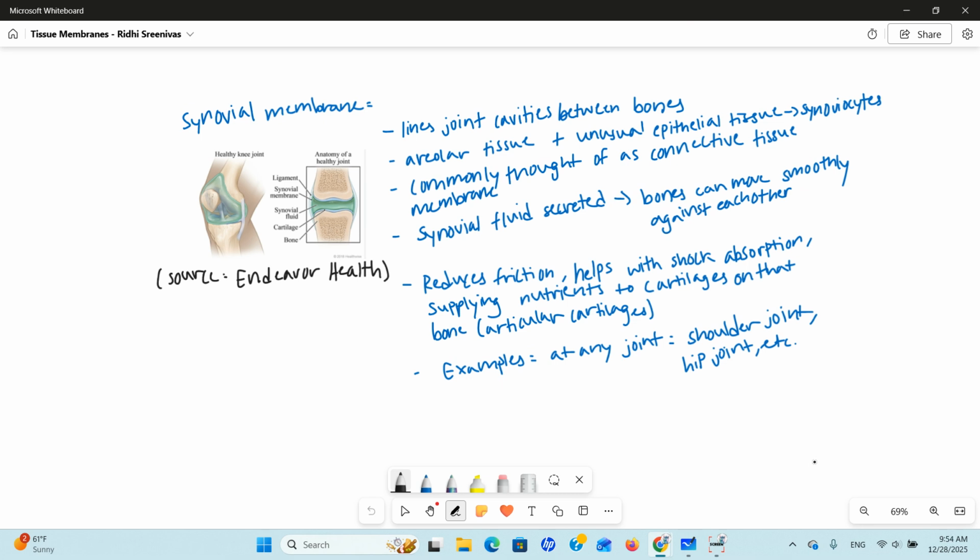So due to the presence of this fluid, some functions of the synovial membranes are reducing friction, helping with shock absorption, and supplying nutrients to the cartilages on that bone, which are called articular cartilages, which are basically hyaline cartilages that cover the ends of bones. And some examples where synovial membranes are found are basically any joint, like a shoulder joint between the humerus and scapula, or the hip joint between a femur and pelvic bone. So those are some examples, but there are many more, of course.